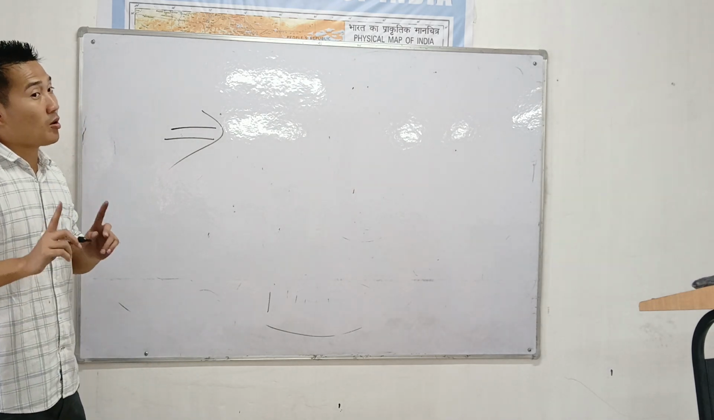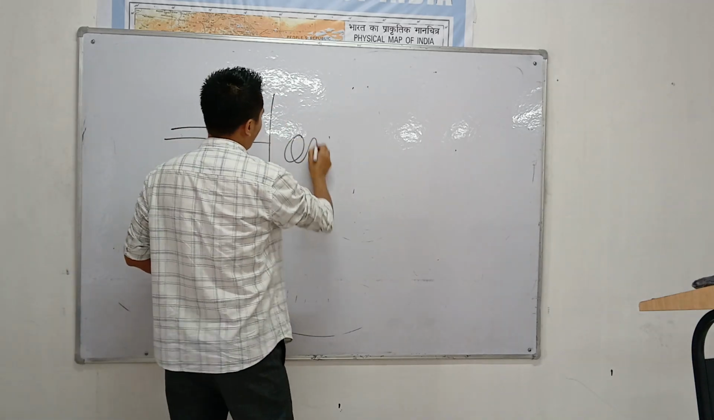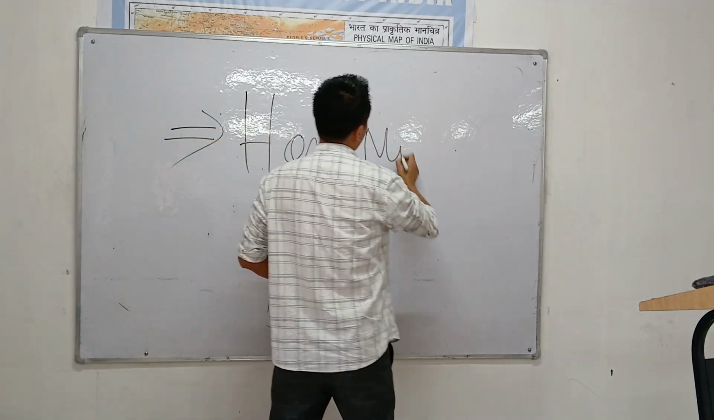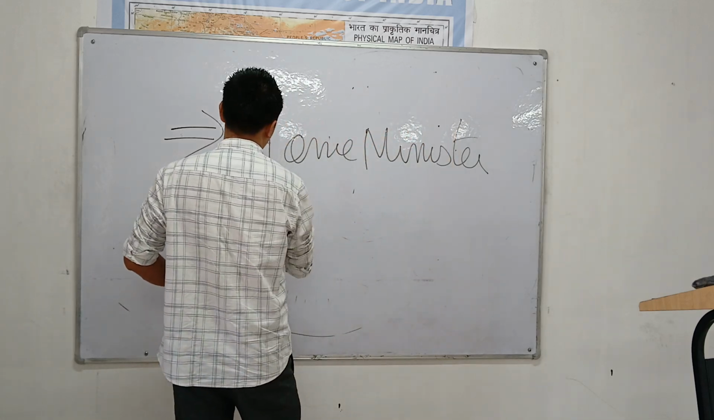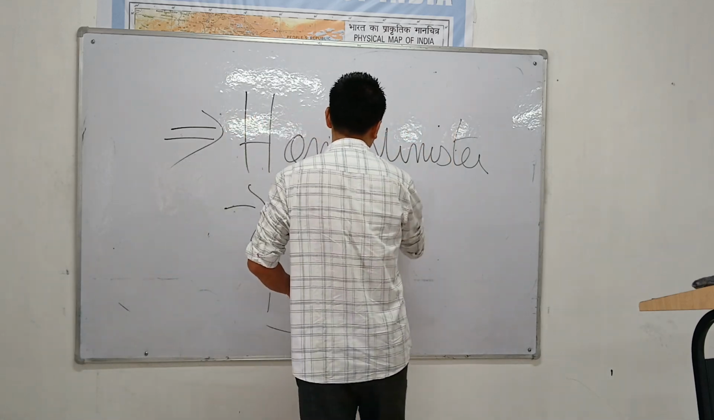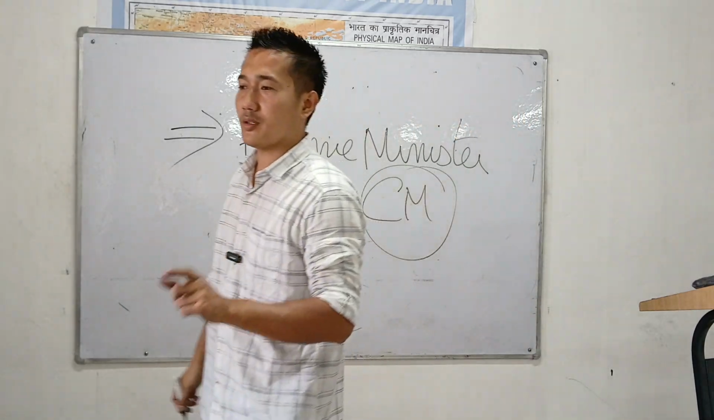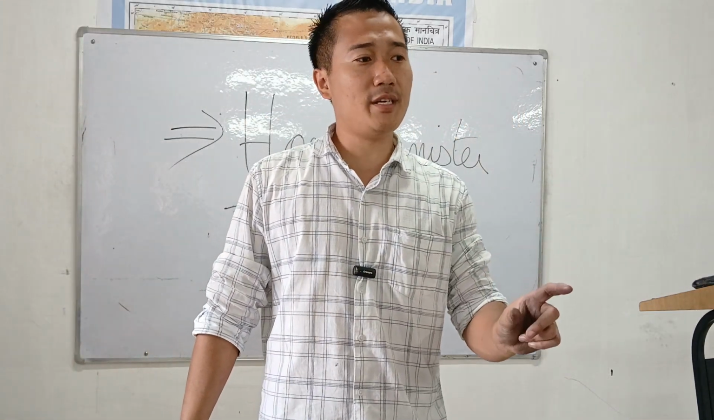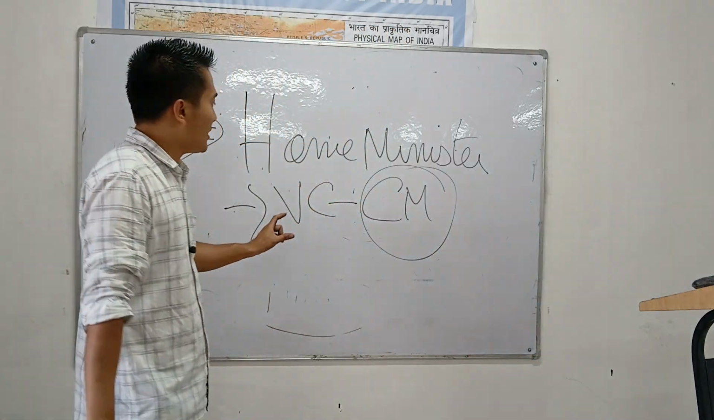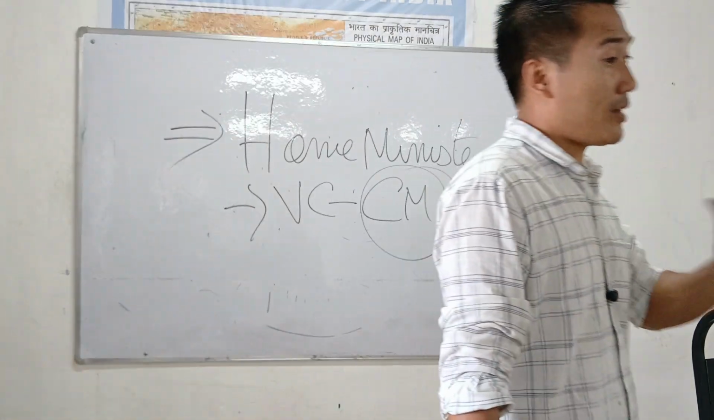In every zonal council, the Home Minister of India is going to be the chairman. And the Vice Chairman is going to be the Chief Minister of all that zone. This is so important. The composition is so important. The chairman is the Home Minister of India, and the Vice Chairman is the Chief Minister of that particular zone.